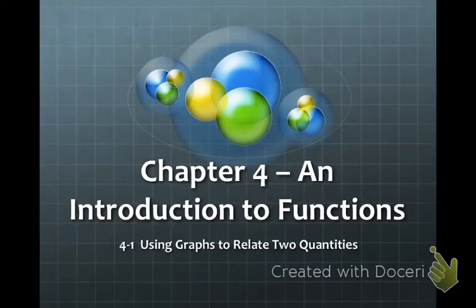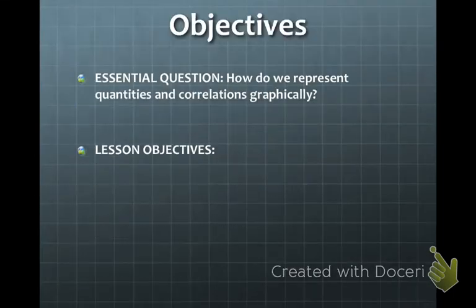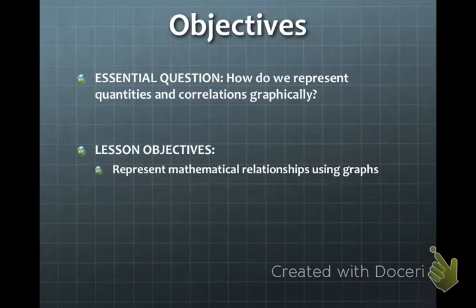Hello everybody. So today we're going to start chapter 4 and we're going to really start looking at functions and graphs and equations and kind of what all of that stuff means. So we're going to get started by just looking at and comparing graphs and quantities, and looking at them in a new way and determining what do I think about graphs, what do correlations really mean.